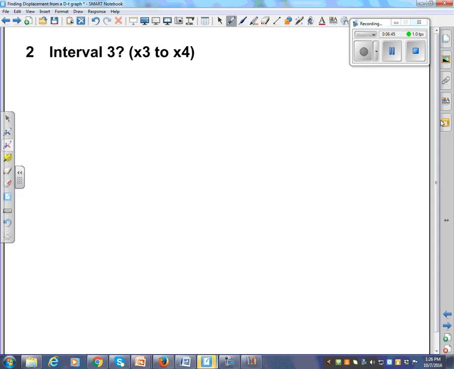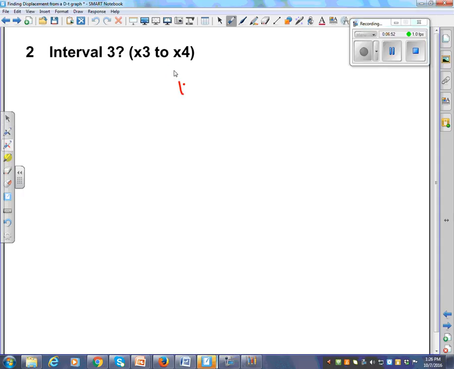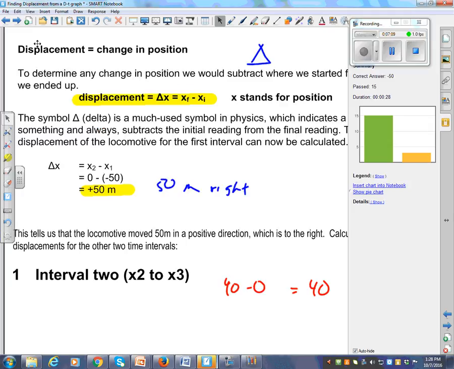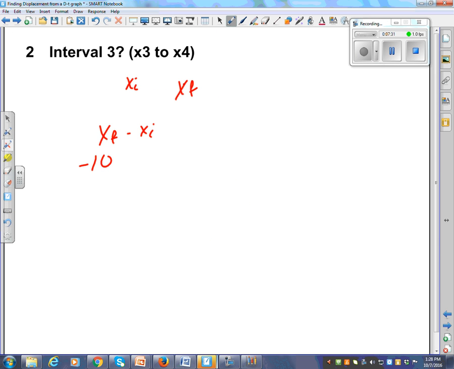From 3 to 4. Yeah, the final is x4. And the initial is x3. Okay, so final minus initial. What's x4? x4 is at negative 10, right? It's going 10, 20, 30, 40. It's going minus 50. Minus 10, subtract 40, which is minus 50. 50 to the left.